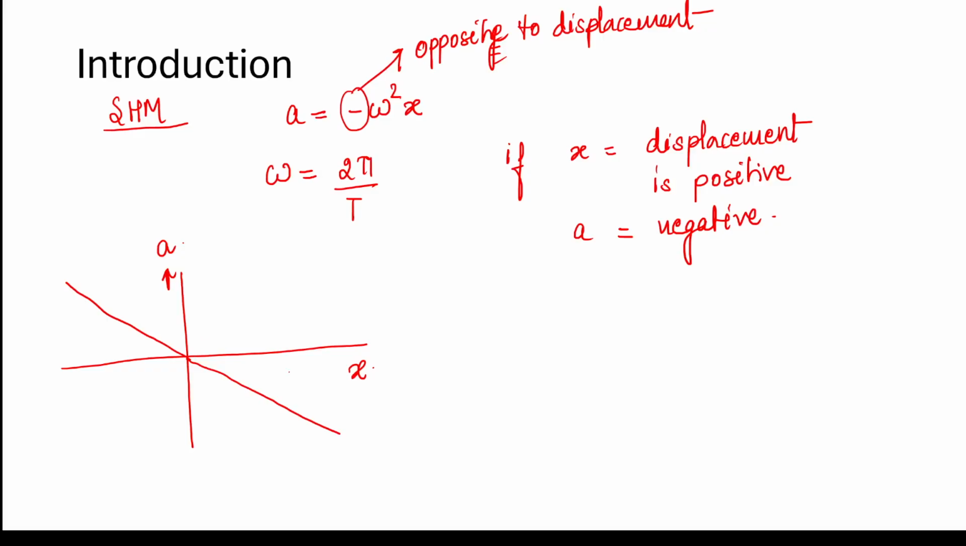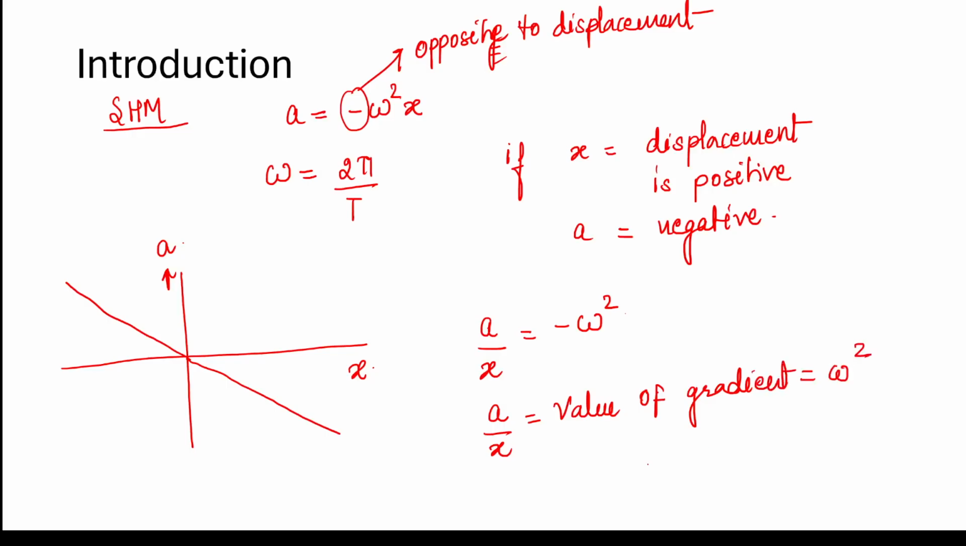Now, what would the gradient of this graph give me? If I take a over x, that gives negative omega square. So if I take the value of the gradient, that gives me omega square. Taking the square root of the gradient would give me omega, and then from omega I can calculate the time period. Now, if I have an acceleration which is negative of omega square x, again, remember omega is nothing but 2 pi over T.